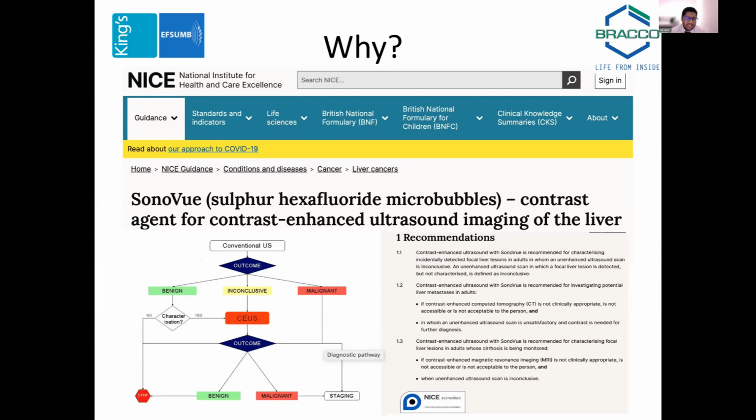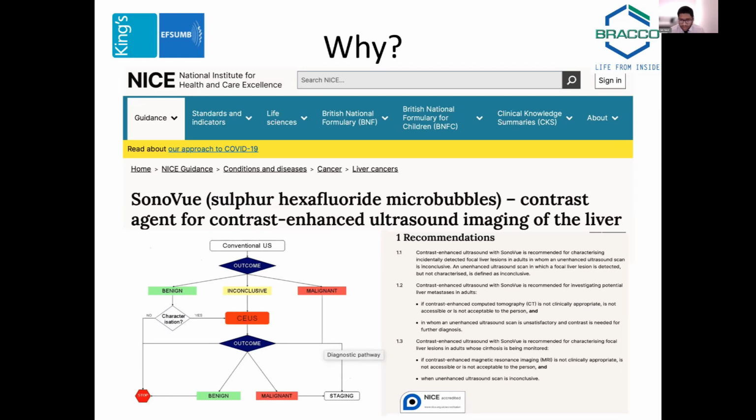So where is it useful? Well, the inconclusive lesions, and as was mentioned earlier, really and truly, unless you see a cyst or a typical hemangioma in the liver, you're essentially talking about a lesion that's inconclusive and you cannot characterize it further confidently in that session.